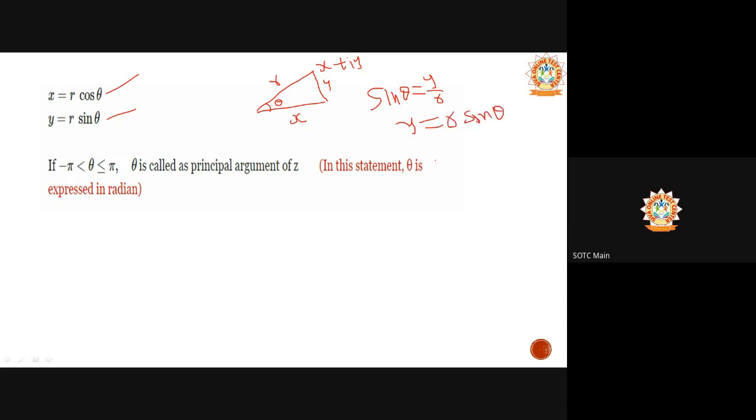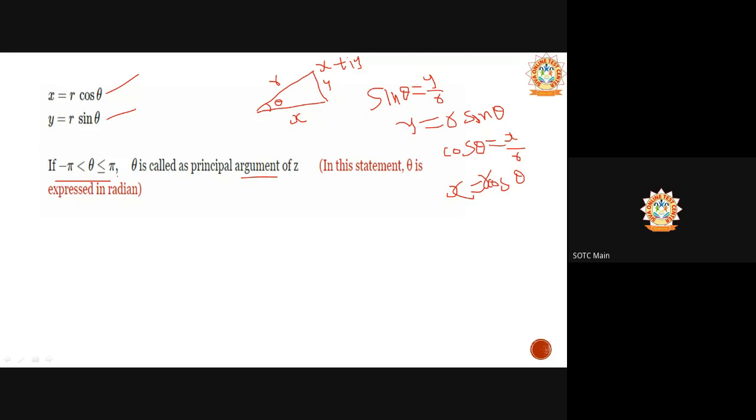Now if you take cos theta, cos is adjacent side by hypotenuse, so it will become x by r. So x will become r cos theta. Very good. So now y is equal to r sin theta, x is equal to r cos theta. This theta is the principal argument, or simply the argument, and it is represented in radians like pi, pi by 2, pi by 3, pi by 4, pi by 6, like that. And it lies between minus pi and plus pi.